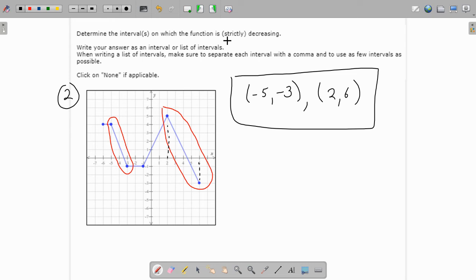That's where the function is decreasing. It's strictly decreasing, which means it doesn't change in that interval. That's all it means. It's just decreasing.